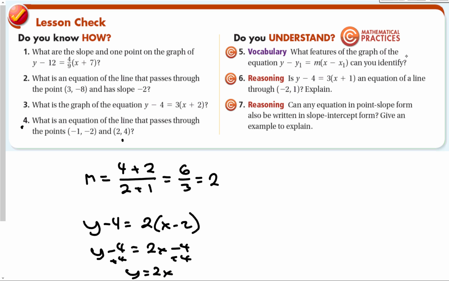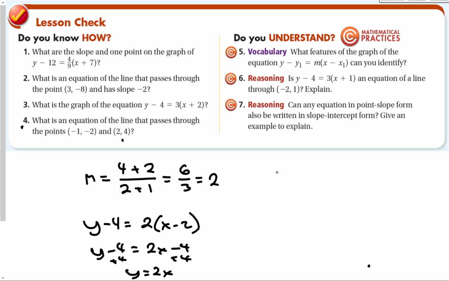So what features of the graph of the equation y minus y1 equals m times x minus x1 can you identify? Well, we can identify a slope, which is m, and a point, which is x1, y1, which is why this form is called point-slope. Is y minus 4 equals 3 times x plus 1 an equation of a line through (-2, 1)? Well, if I wanted to, I can easily check. Could check the hard way by graphing and seeing if it goes through that point, or I can plug in the point and see if it works.